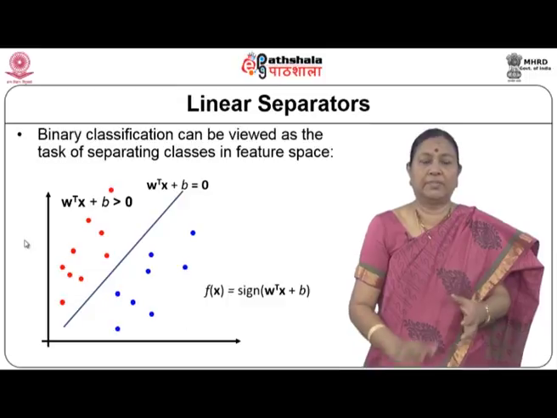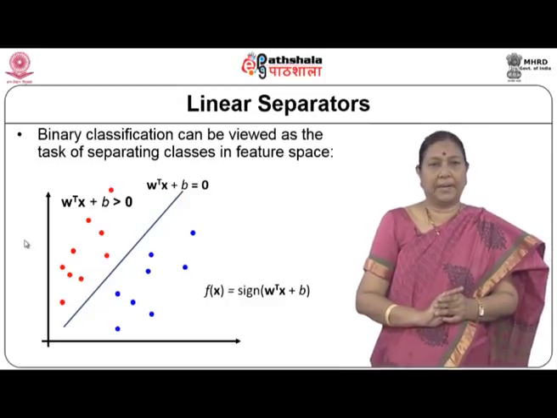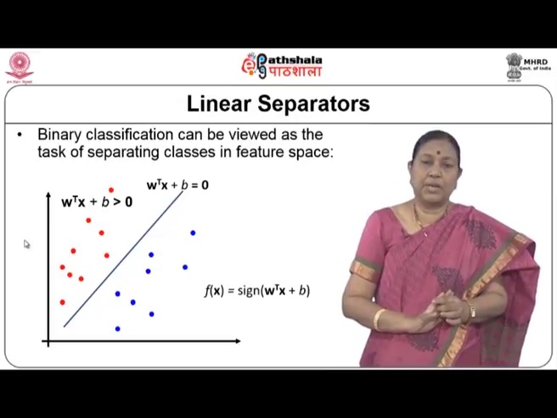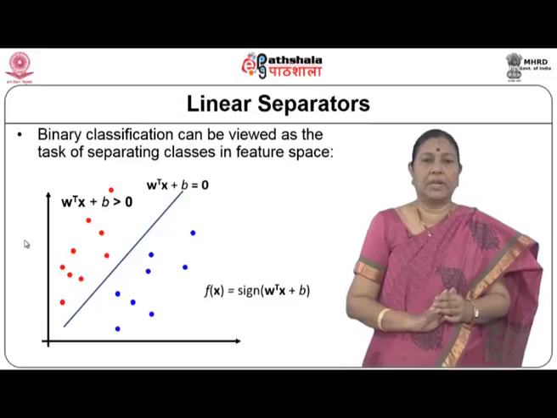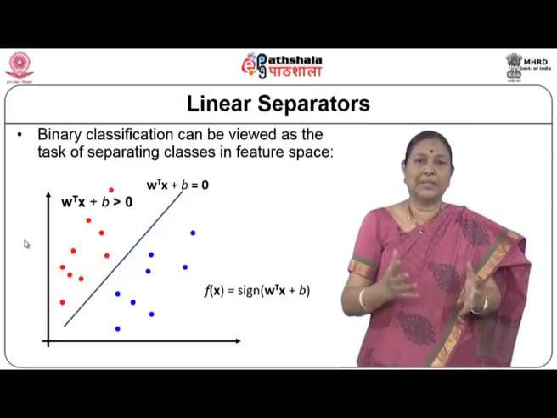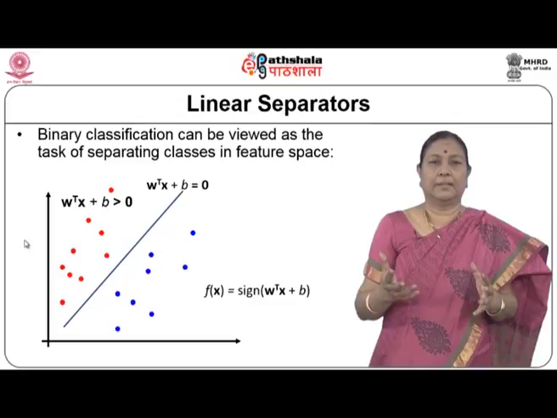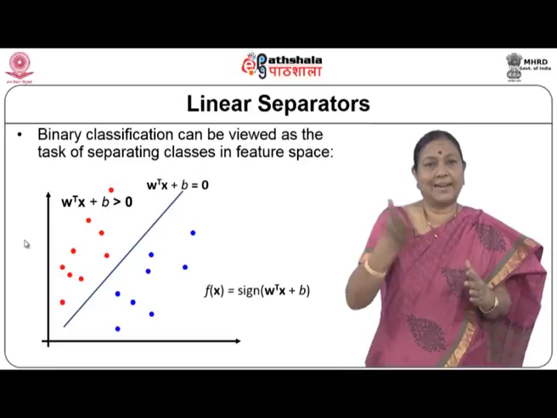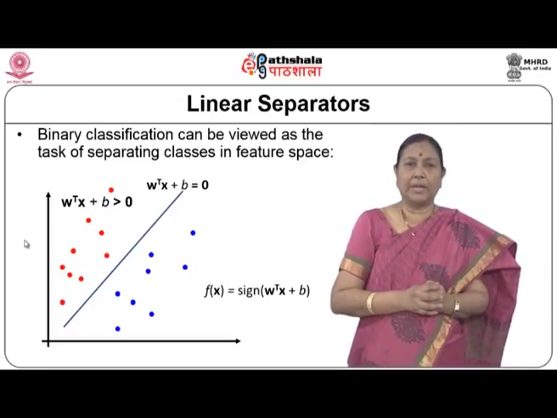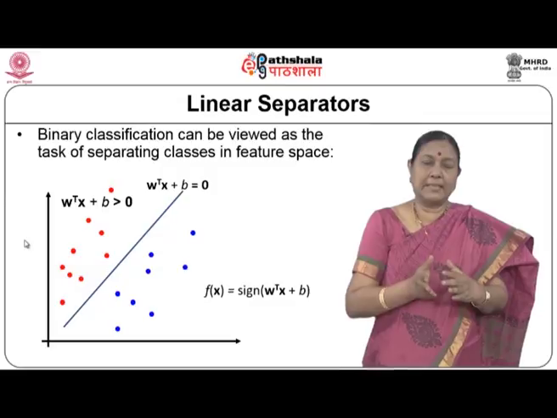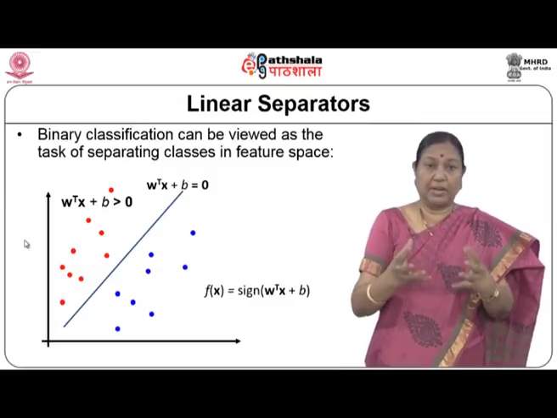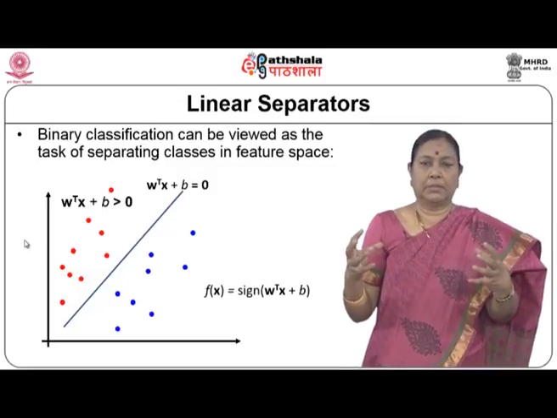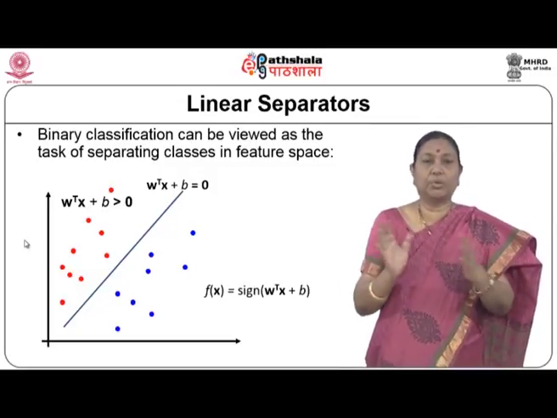Now, first let us look at what is a linear separator. This concept is something that we studied in 2 dimensions when we were in school: y is equal to mx plus c. So, this is a basic concept that we studied, where we have a line in 2 dimensions. A line is represented by y is equal to mx plus c, and basically that line separates 2 different objects into 2 classes, binary.